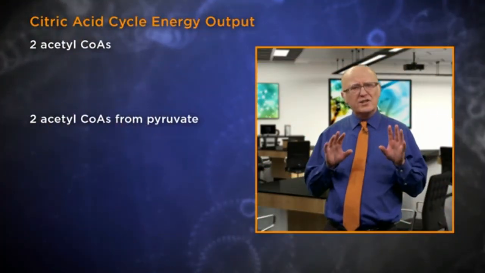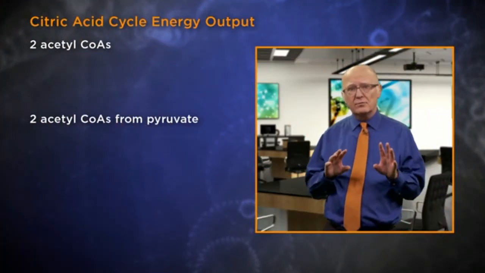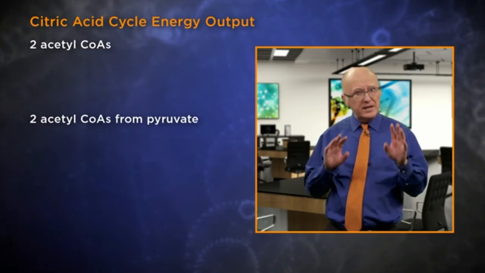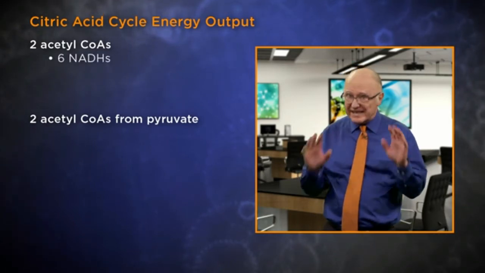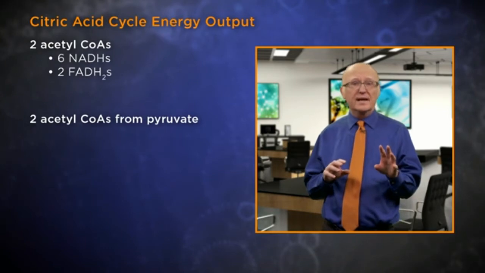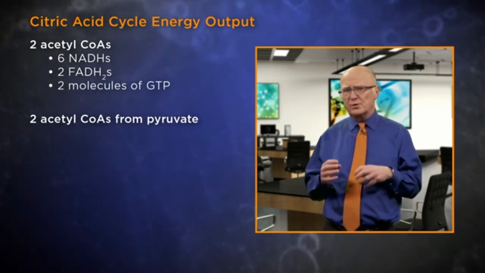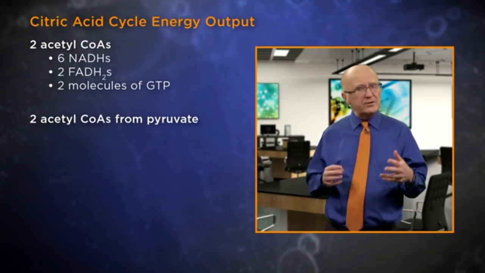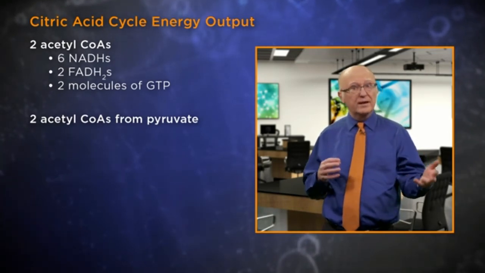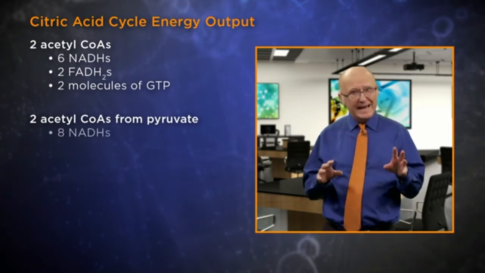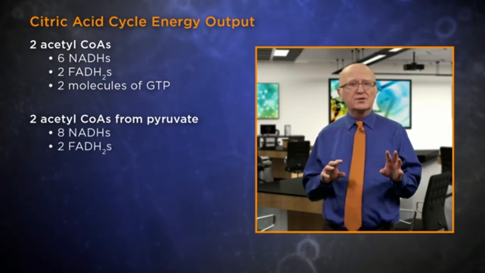That's because each glucose gives rise to 2 pyruvates, which in turn give us 2 acetyl CoAs. Okay, let's look at how much energy we've extracted through the oxidation reactions of the citric acid cycle for these 2 acetyl CoAs: 6 NADHs, 2 FADH2s, and 2 molecules of GTP. And if pyruvate was the source for the acetyl CoAs, we also got 1 NADH for each pyruvate from glucose, for a total of 8 NADHs, 2 FADH2s, and 2 molecules of GTP.